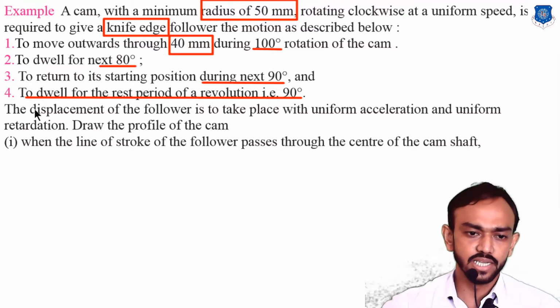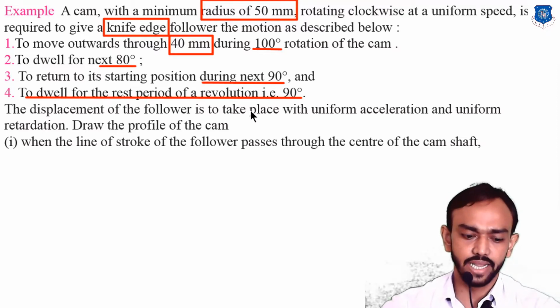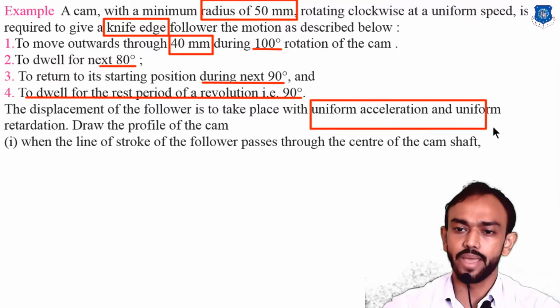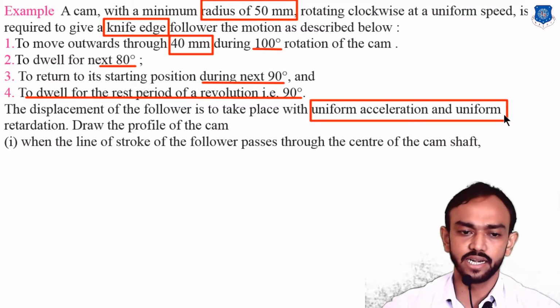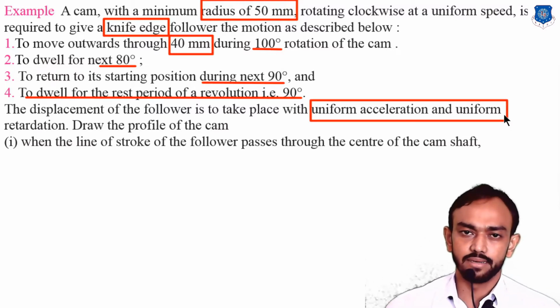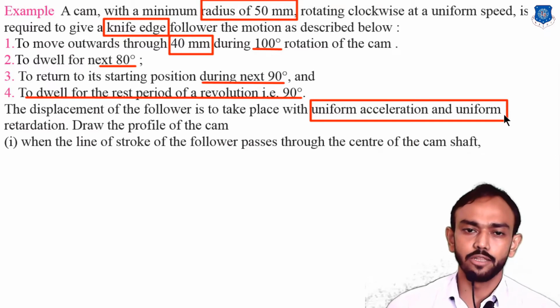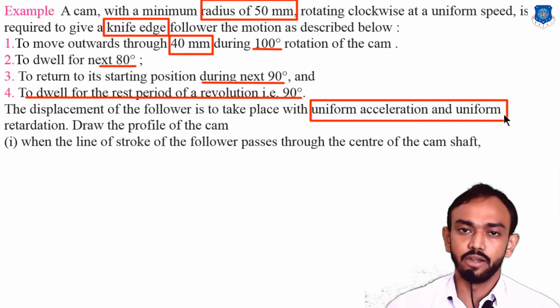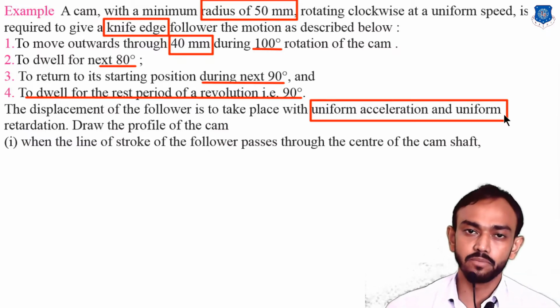The displacement of the follower takes place with uniform acceleration and uniform retardation. Always remember that before starting the cam profile you have to understand which type of motion is there: uniform velocity, uniform acceleration, simple harmonic, or cycloidal. There are 4 types of displacement diagram, and we have to understand which type to draw for the follower.